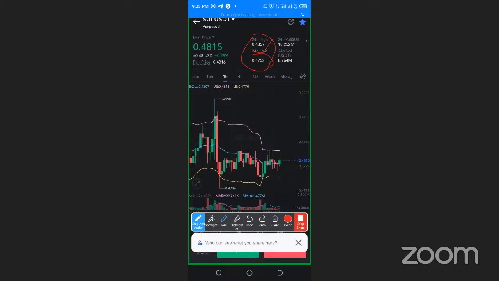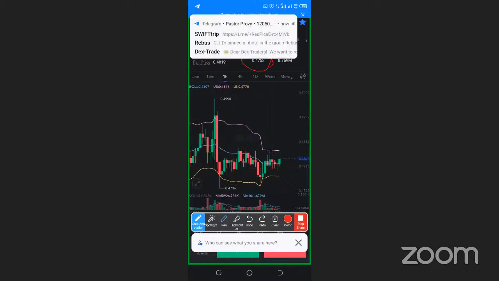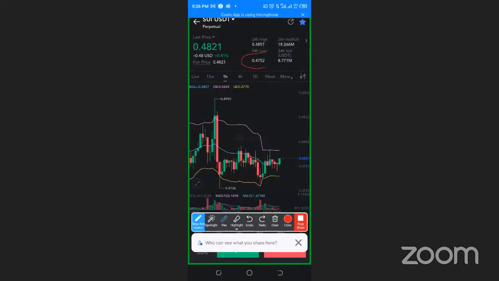Okay, so I want to set a long. If I want to set a long, say for 0.4752, I can set the trigger at 0.4755. So what am I saying practically? I'm saying I want this trade to pick at this price, but let the order be triggered when the price hits 0.4755. So the trigger price has to be set above it because you are expecting it to come down, pick it, and start going up.